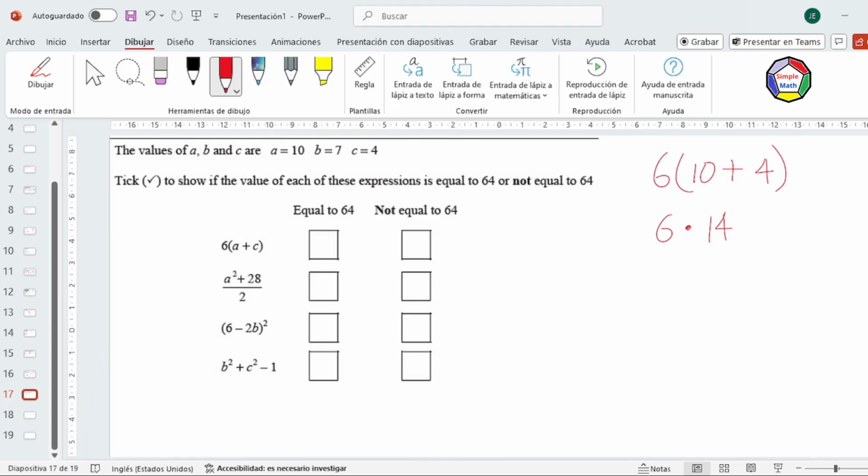6 times 14 is not 64. 6 times 14 is equal to 84. So it is not equal to 64. Okay, let's continue with the other one.